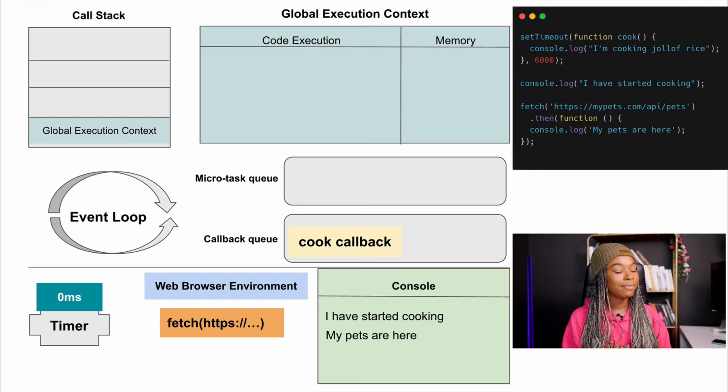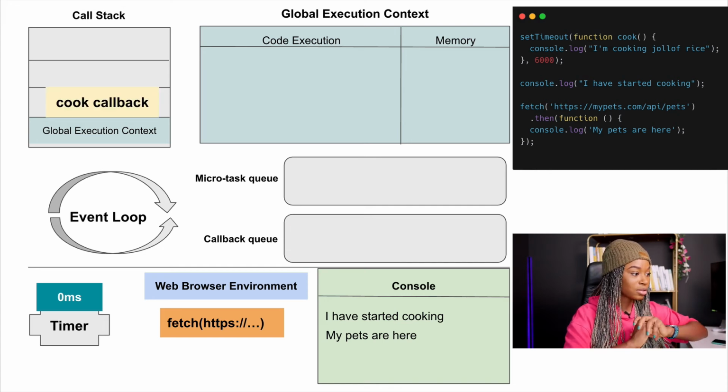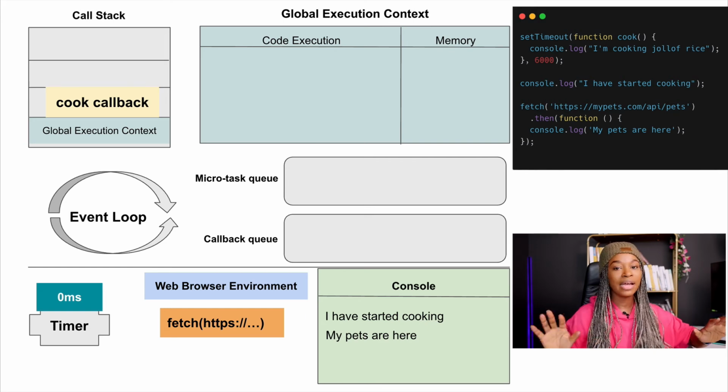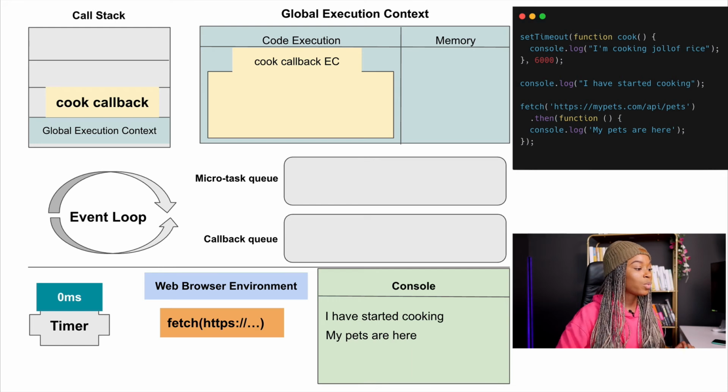Now the call stack is empty again, and here comes the event loop. It checks: does the microtask queue have any callback function? It doesn't, it's empty. And then it checks: does the callback queue have any function to be executed? Yes, it does. Now, as usual, the callback function for the setTimeout gets added to the call stack, and then it's ready for execution. An execution context gets created for it as well.